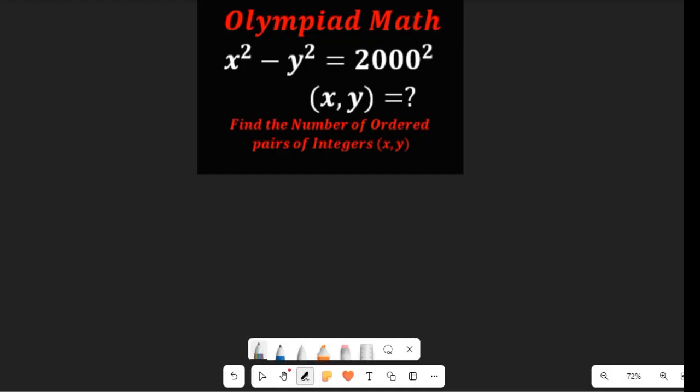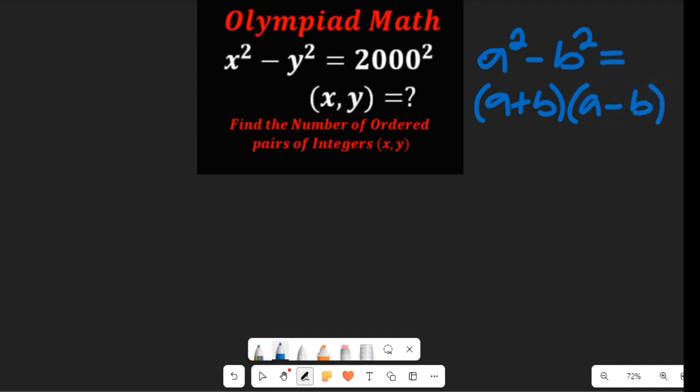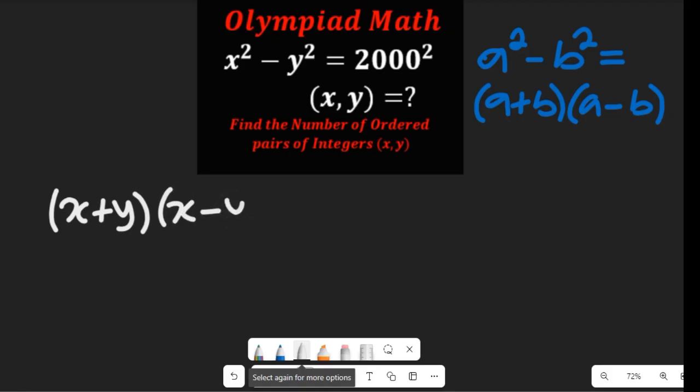From this maths expression, you agree with me that a squared minus b squared, which is an algebraic expression, can be equal to a plus b multiplied by a minus b. This is a difference of two squares. Now if I apply it to that expression, I'll have x plus y multiplied by x minus y to be equal to 2000 squared, which is going to give me 4 million.